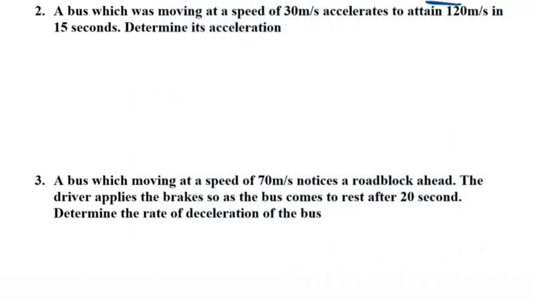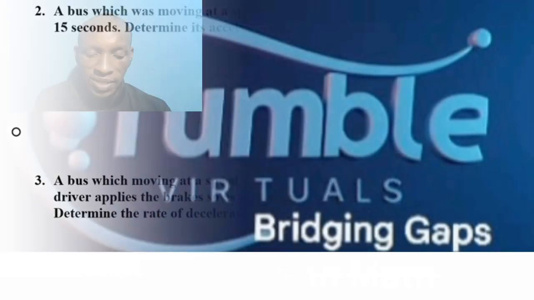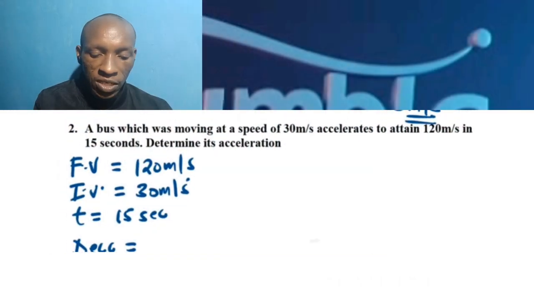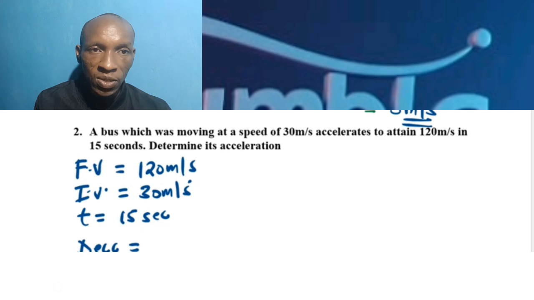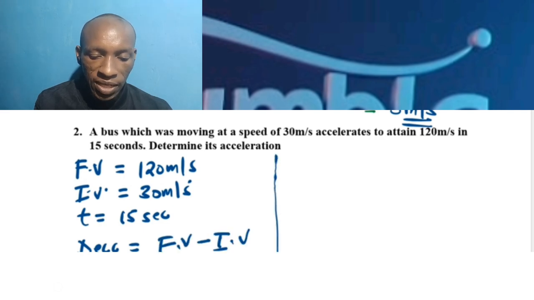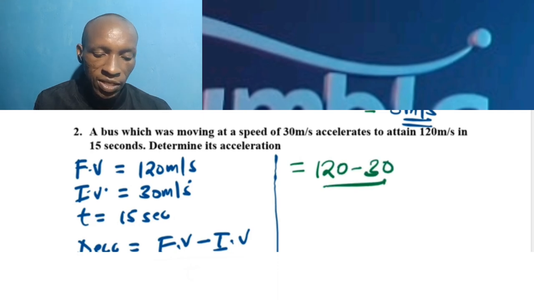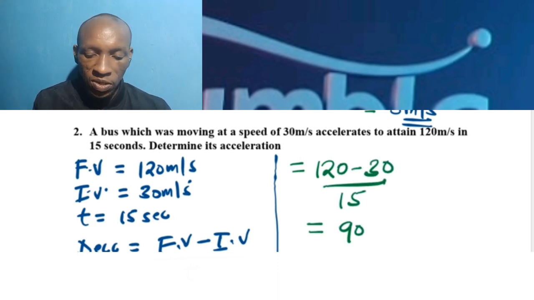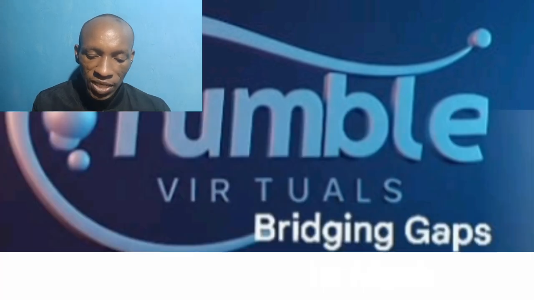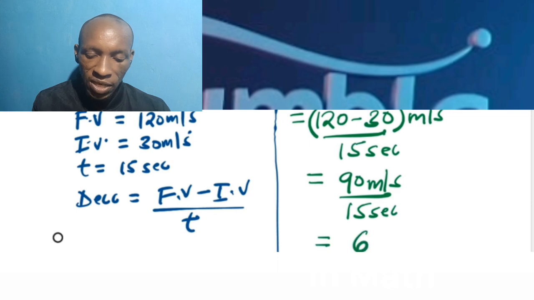Question number 2. A bus which was moving at a speed of 30 meters per second accelerates to attain 120 meters per second in 15 seconds. Determine its acceleration. Final velocity is 120 meters per second. Initial velocity is 30 meters per second and time taken is 15 seconds. So therefore, acceleration is going to be 120 minus 30 divided by 15. That gives you 90 meters per second divided by 15 seconds, and the acceleration is 6 meters per second square.